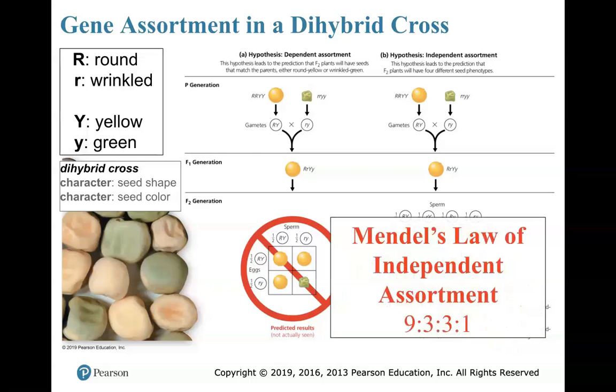So to further show you guys, this is Mendel's law of independent assortment. That is, that a dihybrid cross is going to result in a 9-to-3-to-3-to-1 phenotypic ratio.